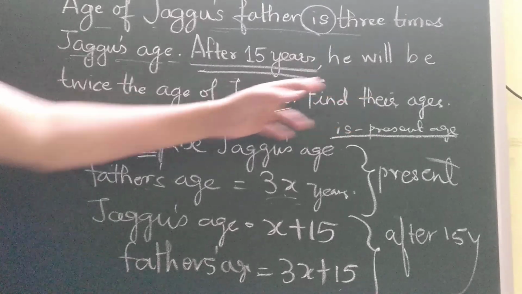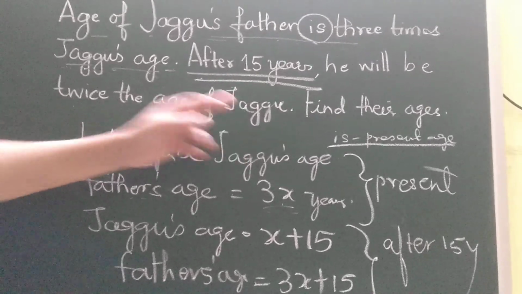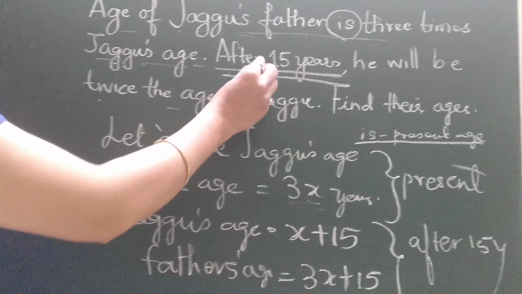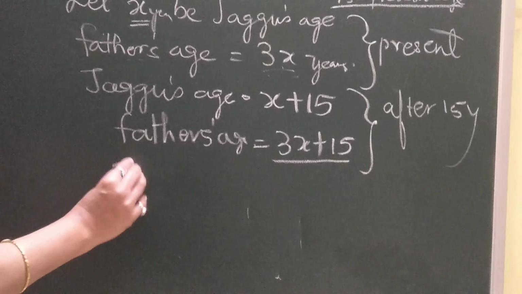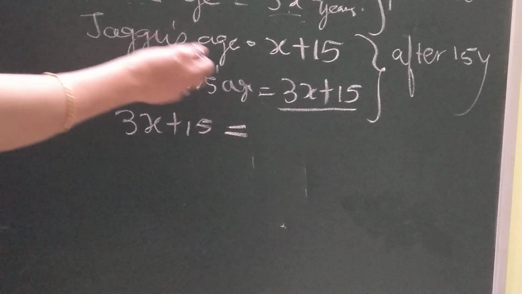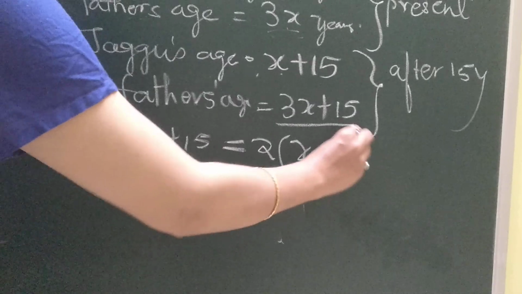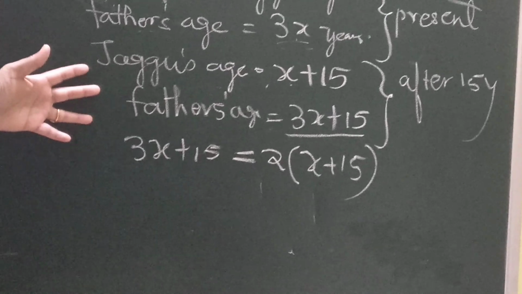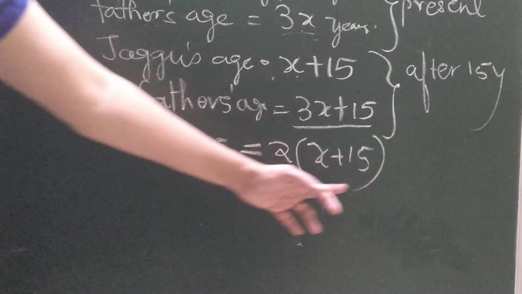Now see what the relation is given. After 15 years, he will be twice the age of Jaggu. Who? Father. Father will be twice the age of Jaggu after 15 years. Means father's age is 3x plus 15, so father will be, means is equal to, twice the age of Jaggu. That is 2 times x plus 15. Got it? This relation is only for after 15 years. Father's age, that is 3x plus 15, will be twice the age of Jaggu.